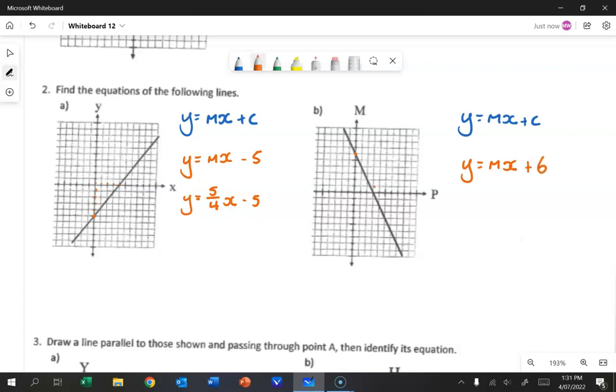I'm going up 1, 2, 3, 4, 5, 6, and then in a negative direction because I'm going towards the negative here. 1, 2, 3. So I've got a gradient of a rise of 6 over a run of -3, x plus 6.